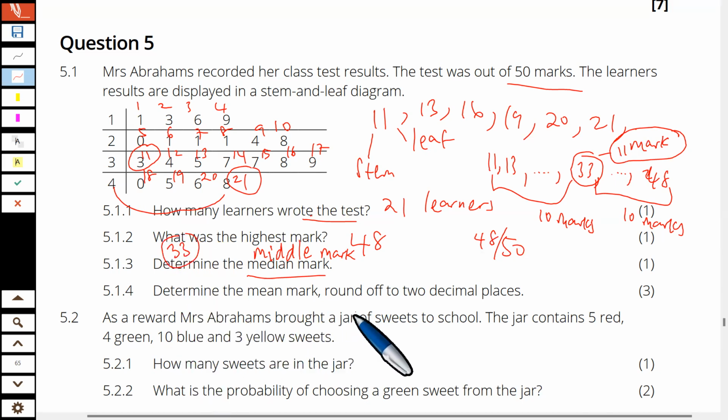Determine the mean mark rounded off to 2 decimal places. Which one is the mean mark here? I'm giving you 2 minutes to find the mean mark. What is the mean mark? Need to determine the mean mark. What is the mean mark here?